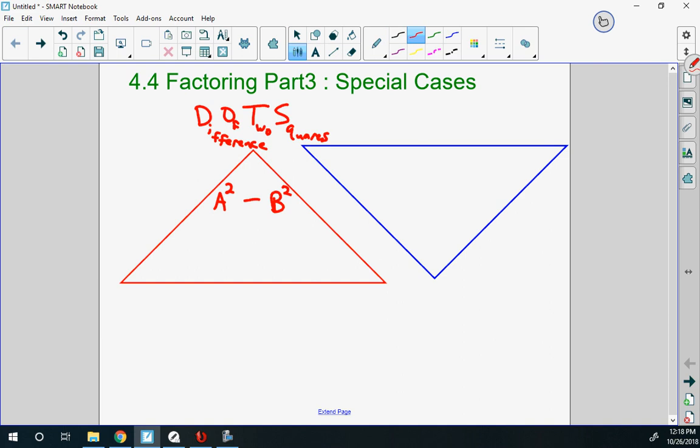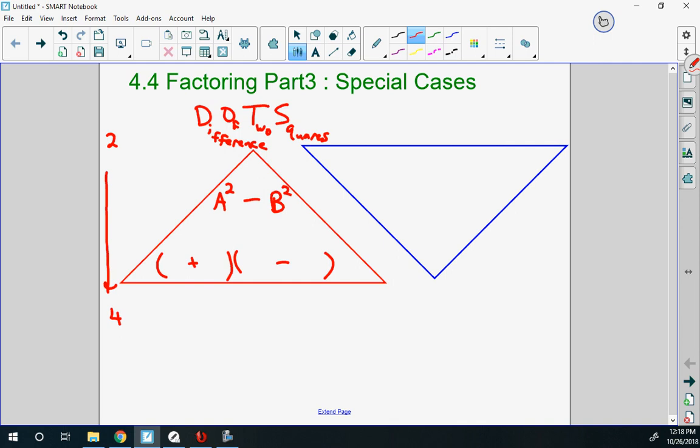So the cool thing about this difference of 2 squares is we go from 2 terms to 4. We go from 2 to 4. Notice the way that triangle is. It goes from a couple of things to more. So it's going to end up going to 4 terms. We're going to have parenthesis, parenthesis, parenthesis, parenthesis. And one of them is going to be a plus and one of them is going to be a minus.